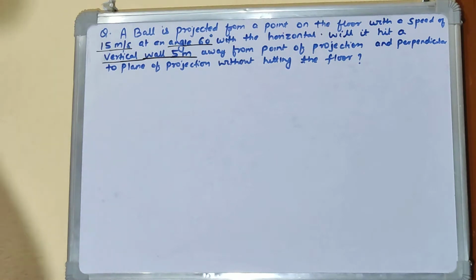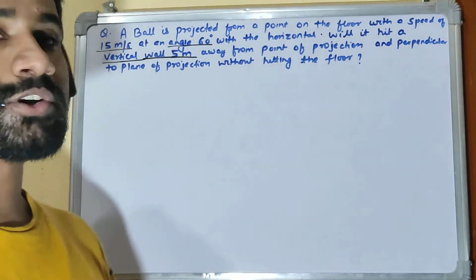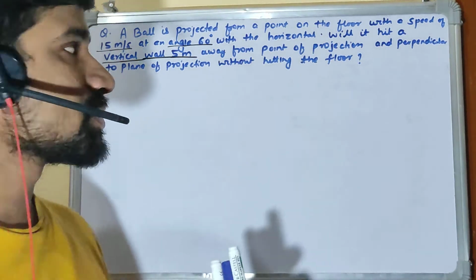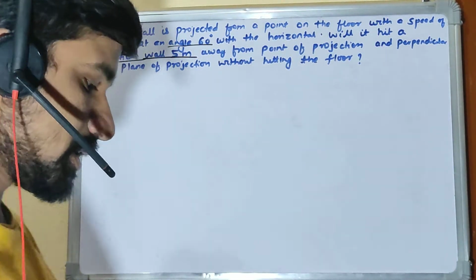The problem states that a ball is projected from a point on the floor with a speed of 15 meter per second and an angle of 60 degree with horizontal. Will it hit a vertical wall 5 meter away from the point of projection and perpendicular to the plane of the projection without hitting the floor?